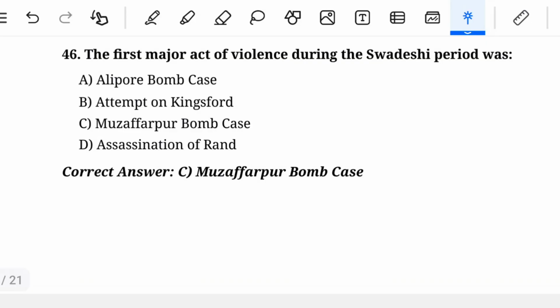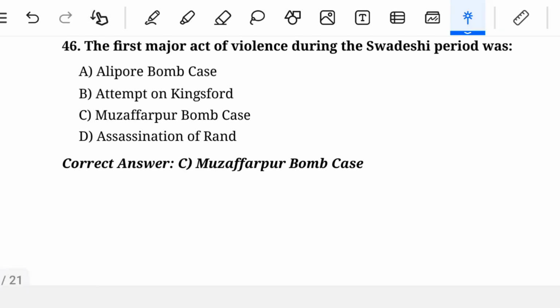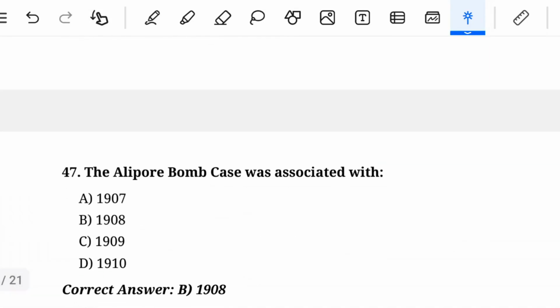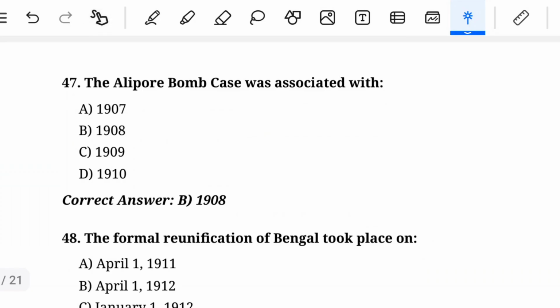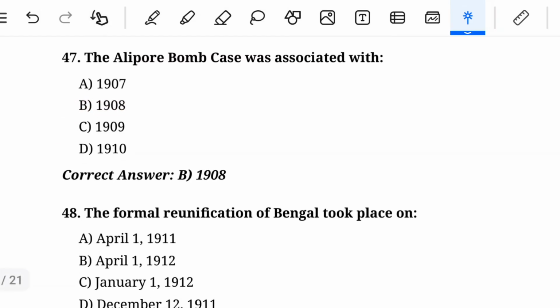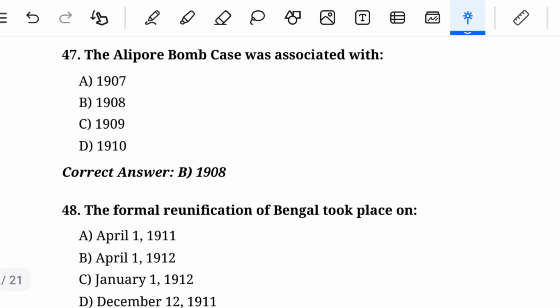46. The first major act of violence during the Swadeshi period was A. Alipore bomb case, B. Attempt on Kingsford, C. Muzaffarpur bomb case, D. Assassination of Rand. Correct answer C. Muzaffarpur bomb case. 47. The Alipore bomb case was associated with A. 1907, B. 1908, C. 1909, D. 1910. Correct answer B. 1908.